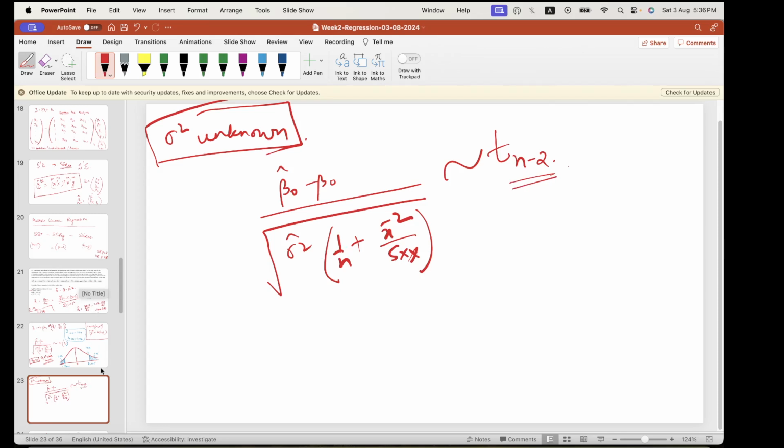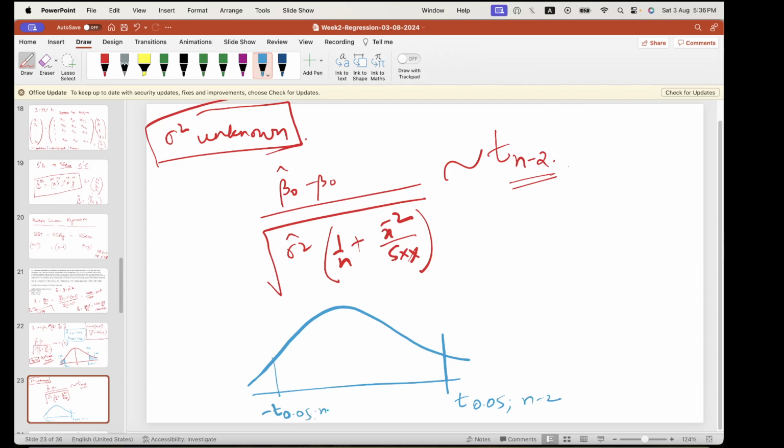Okay, so then the concept remains the same. This is also a symmetrical distribution, but this point is t 0.05 with df n minus 2, and this is minus t 0.05 n minus 2, such that this area is 5%, this area is also 5%. So we can say that we are 90% sure that this variable will lie within this region, which happens to be 1.714.